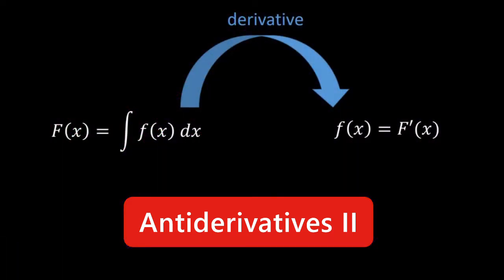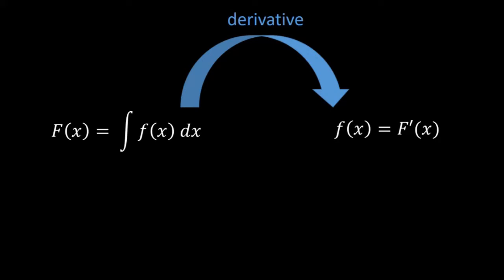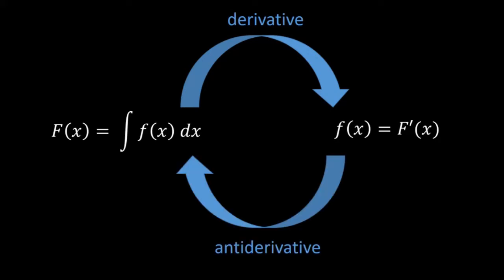This is part 2 of a 2-part video series on antiderivatives. So if you haven't seen part 1, go back and watch that video now. And as before, we're looking at two different functions, capital F and little f. If you start with capital F, take a derivative, you get little f. Going backwards, if you take the antiderivative of little f, you get capital F.